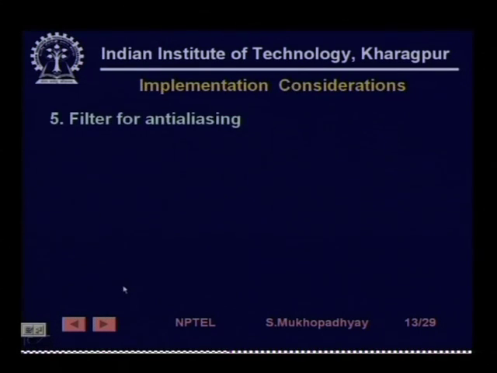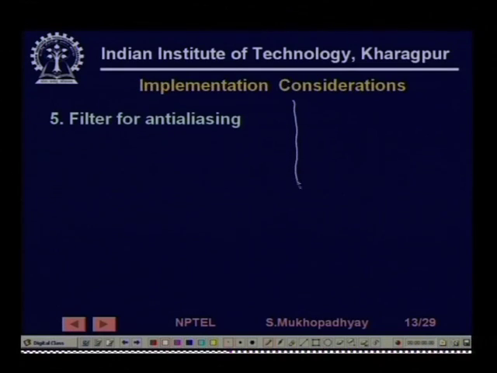You need a filter for anti-aliasing. You are probably aware that these PID controllers are actually digital devices today. They all contain microprocessors and they will do all kinds of computation using digital signal processing methods. So, it is well known that if a signal is sampled, then its analog spectrum gets repeated. These are very standard signal processing phenomena.